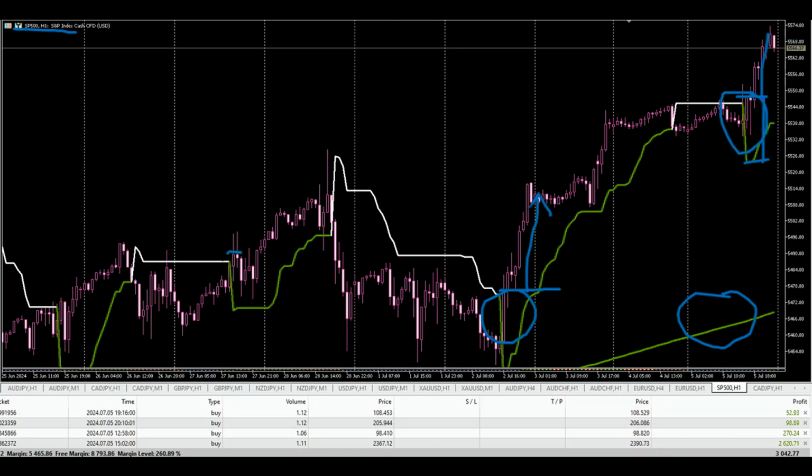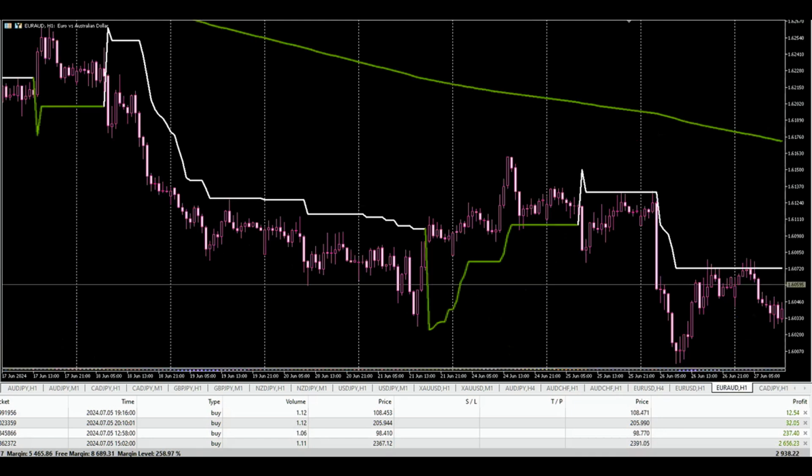Here again you have a clear signal. The moment this candle closes, you open your buy trade, you place your stop loss below here, and your take profit will be 1 to 1. So here you take your profit and move ahead.